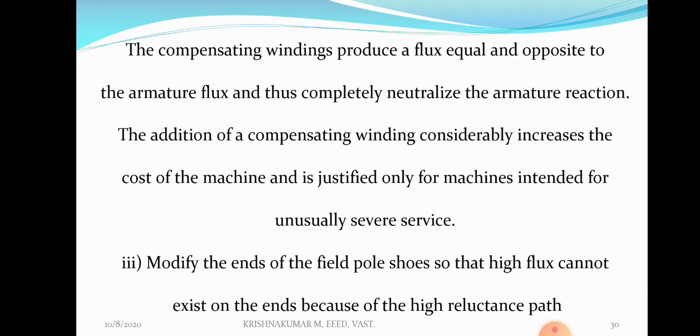By using a high reluctance magnetic material or by modifying the ends of the pole shoes, we can avoid this unequal flux distribution. That is the third method: modify the ends of the pole shoe so that high flux cannot exist on the ends because of the high reluctance path. So we can avoid the unequal flux distribution at the trailing and leading pole tips by providing higher reluctance materials. By avoiding this unequal flux distribution, we can avoid the two different effects, demagnetizing and cross-magnetizing. That is the third method.